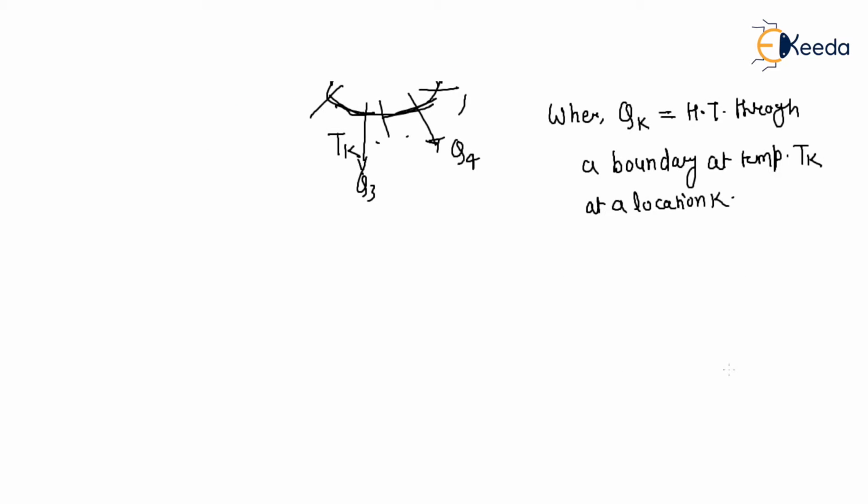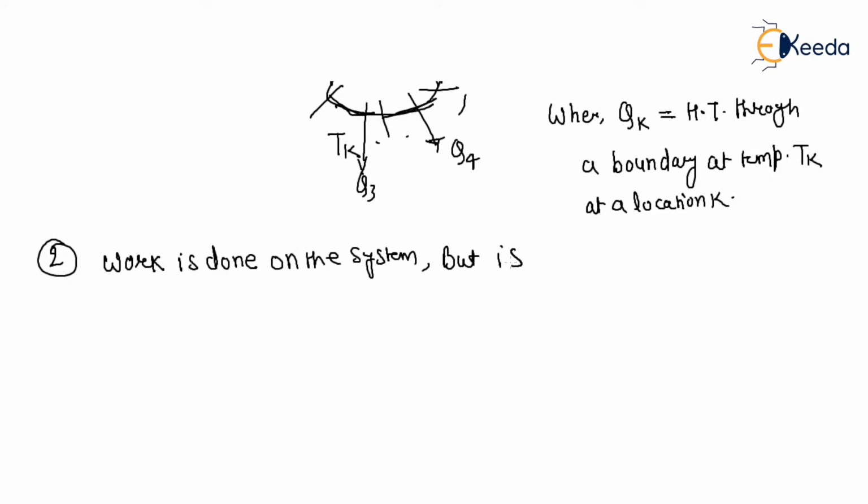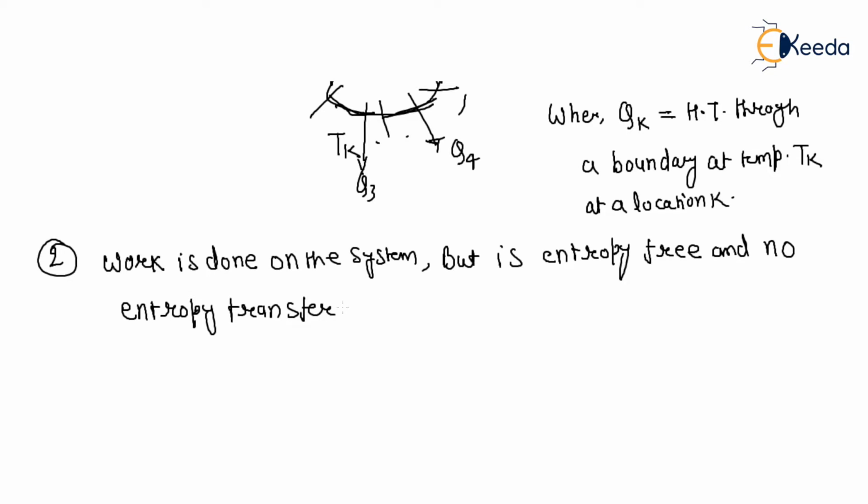Second point is that work is done on the system, but work is very important: work is entropy free, and there is no entropy transfer by work.